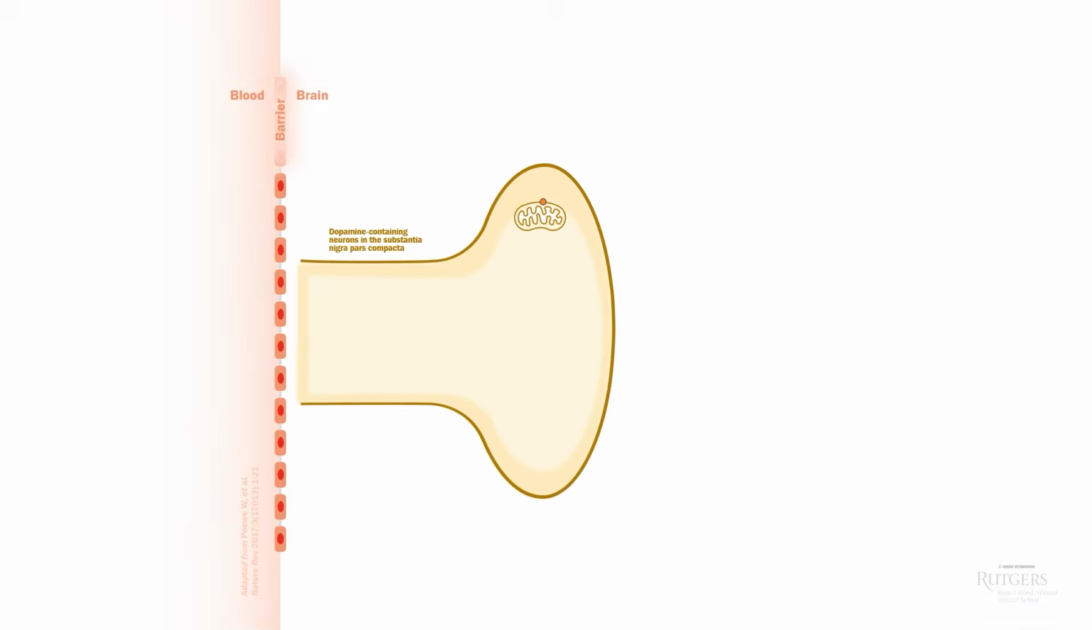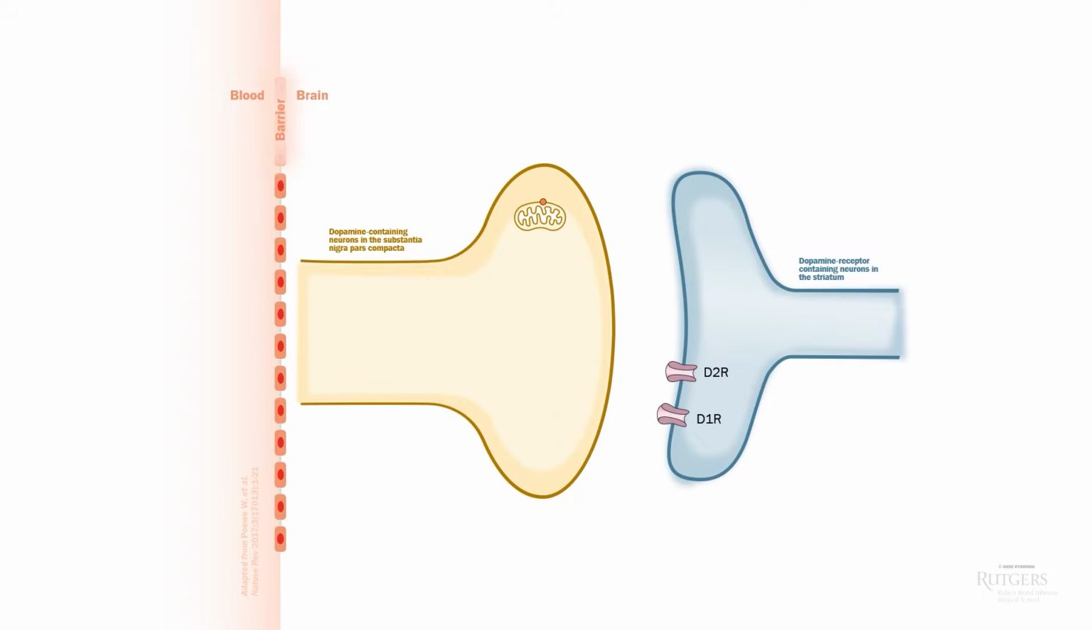Here's an illustration of a dopamine-containing neuron in the substantia nigra pars compacta, and a dopamine receptor-containing neuron in the striatum. I know, basic science. Stay with me, I promise there's a point to this. Dopamine is released at the synapse. But presynaptic dopaminergic neurons also have dopamine transporters that allow them to reabsorb the dopamine at the synaptic cleft. When presynaptic neurons are damaged, the uptake of dopamine is reduced.